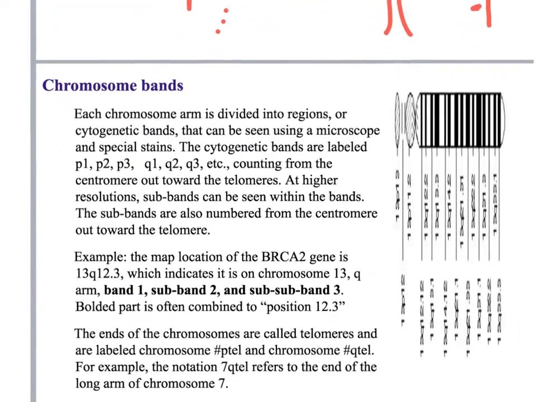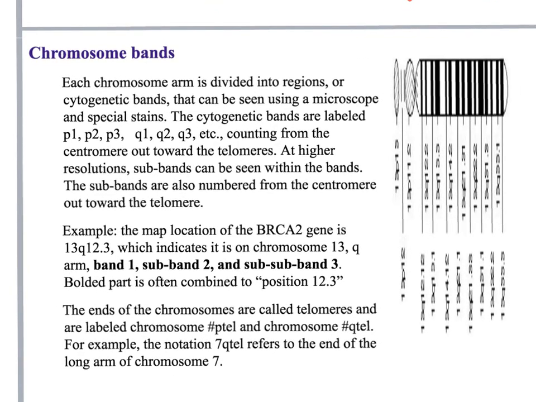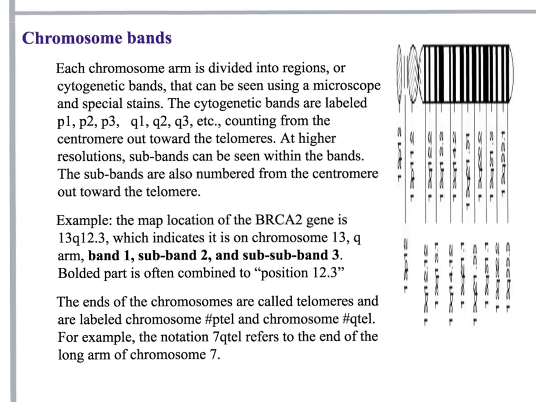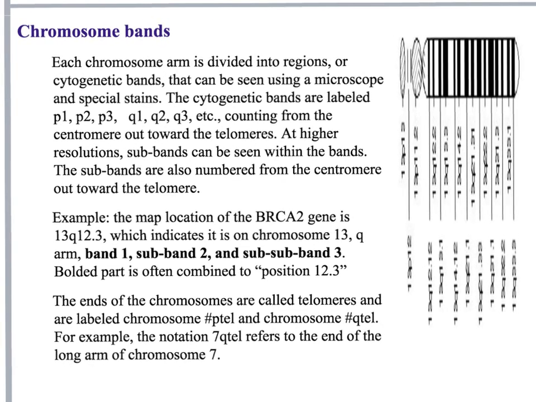So here's our chromosome bands, and oh, that picture didn't turn out too good. So our chromosome bands are divided into regions or cytogenetic bands that can be seen using a microscope, along with special stains too, different colored stains. So the bands are labeled. So for the petite or short arm, if we drew our chromosome right here, you start at the P arm and you start at the centromere and you work upwards.